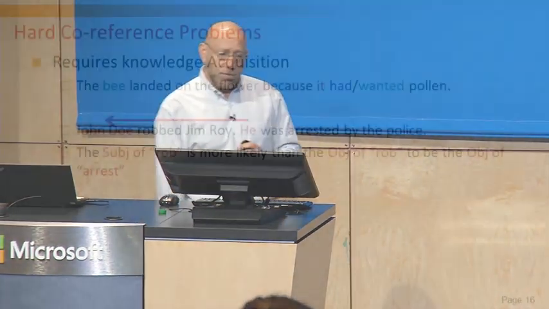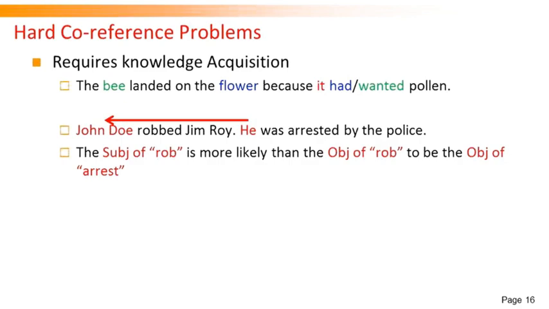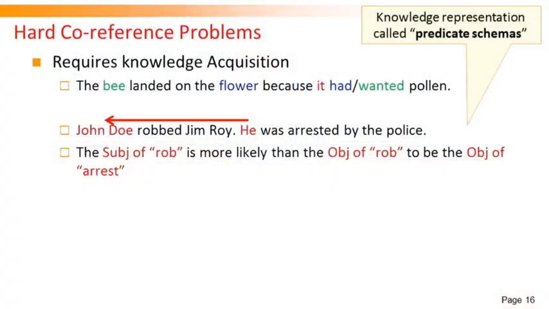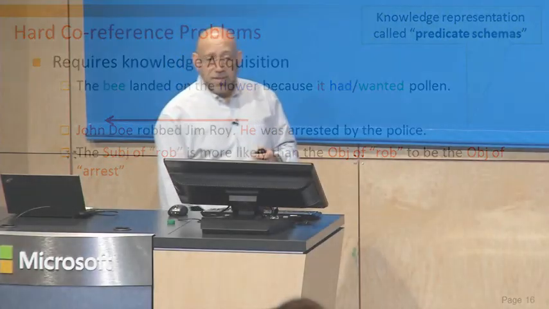However, with this example, John Doe robbed Jim Roy. He was arrested by the police. You can see that the type of knowledge you need to know and incorporate into your decision in order to resolve this is really a lot more sophisticated. You need to know that the subject of rob is more likely than the object of rob to be the object of arrest. This is something quite abstract that you have to be able to extract and of course use. So we acquire this knowledge in something that we call predicate schemas, and we're going to use this as a way to resolve this kind of problem.